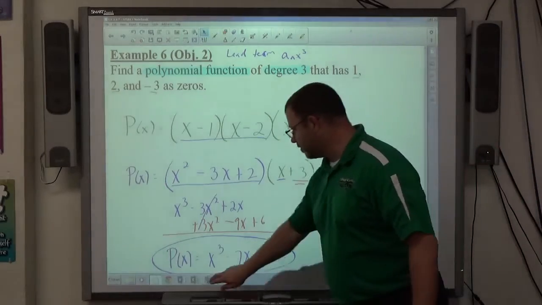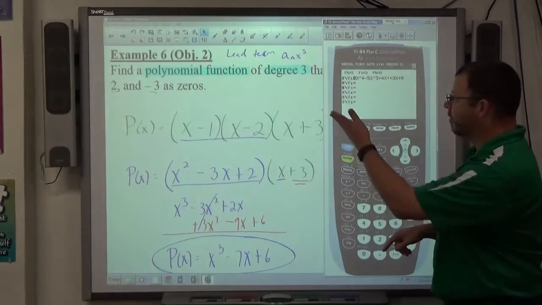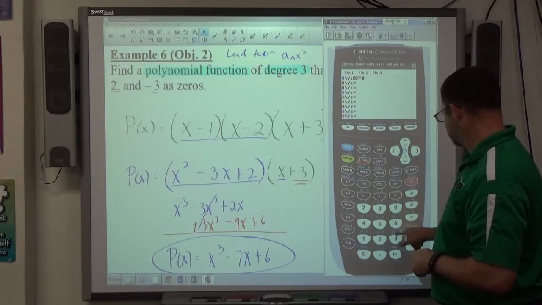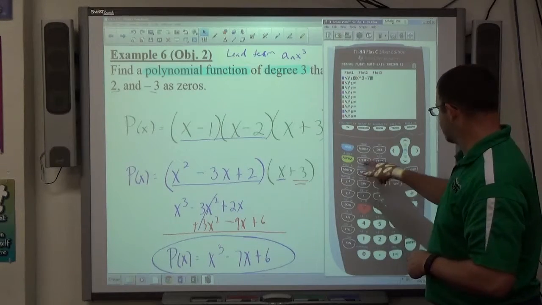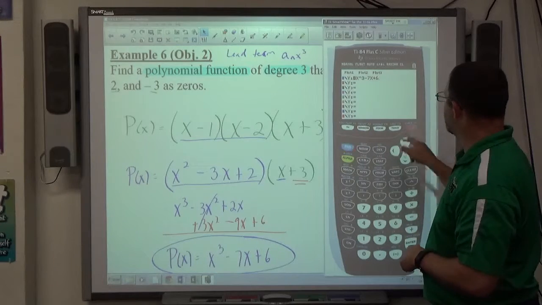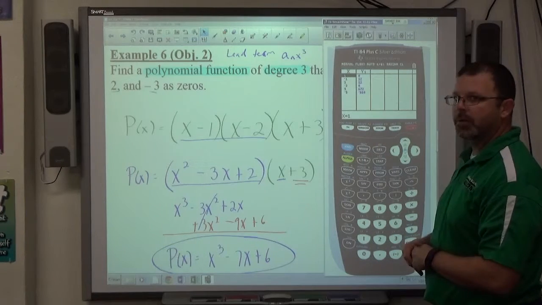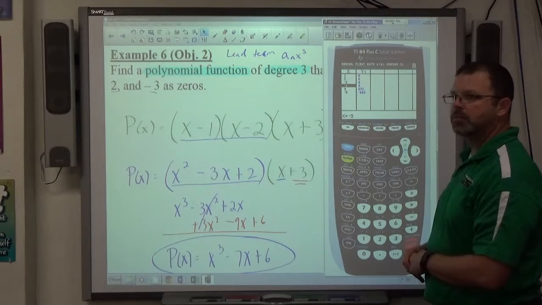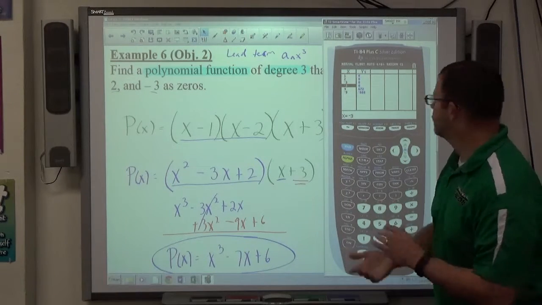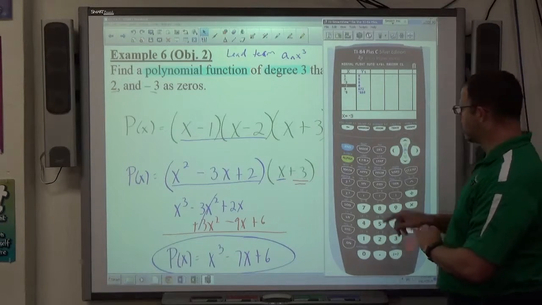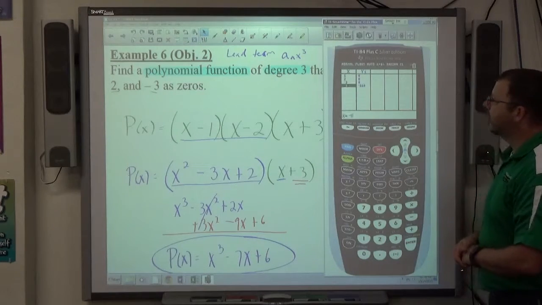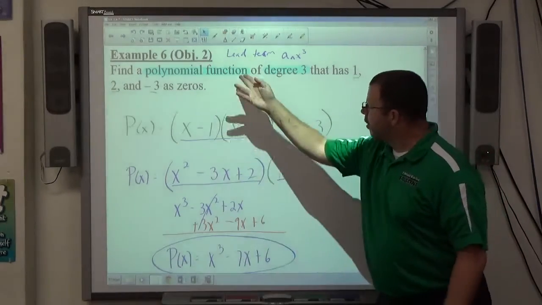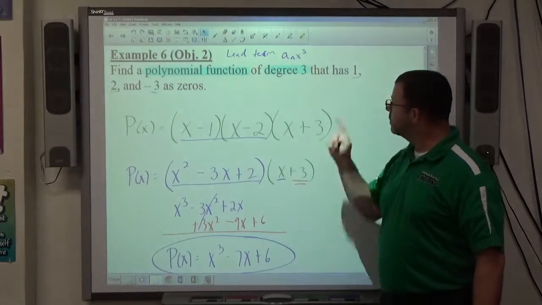Real simple to check these. Y equals the function that I just made, x cubed minus 7x plus 6. Go to our table, and the zeros should be 1, 2, and negative 3. 1, 2, negative 3, all 0. Verifies that we did everything correctly, so all is well there. Degree 3, polynomial function. Zeros are right.